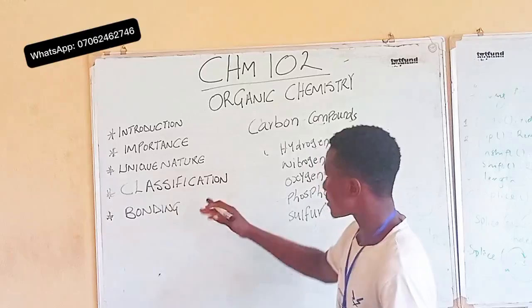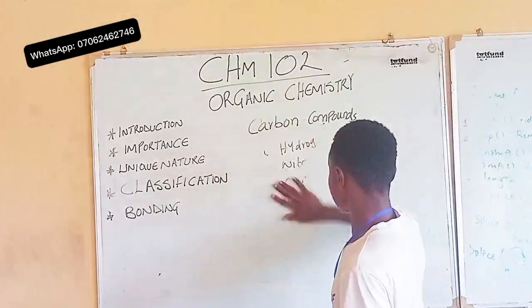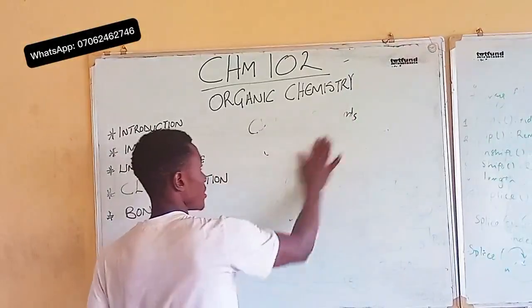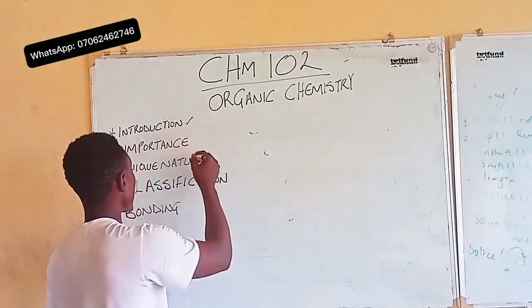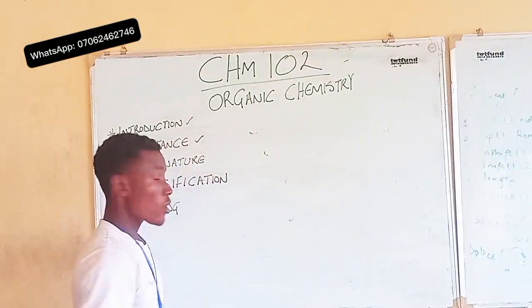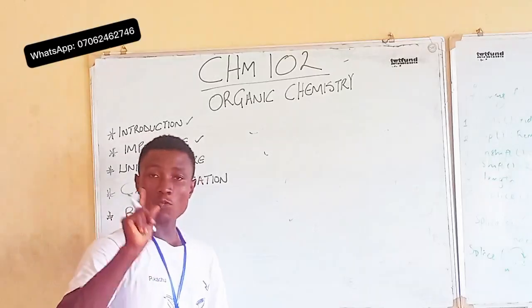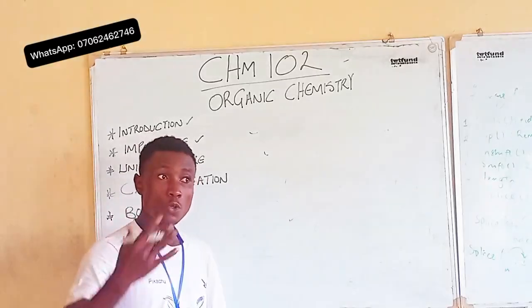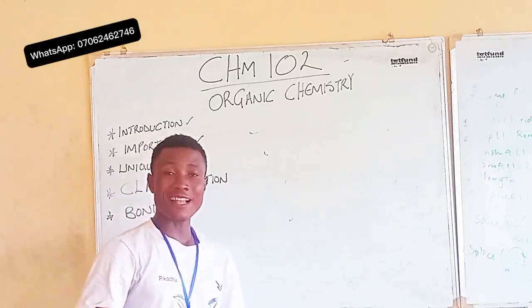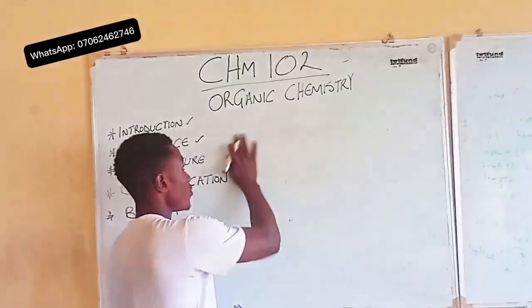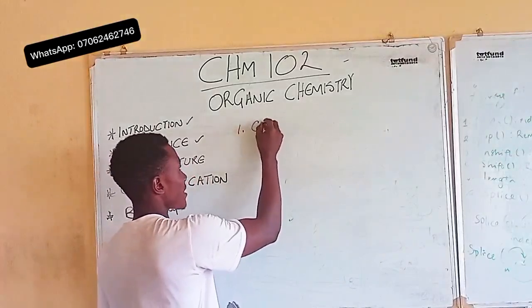So let's talk about the unique nature of organic compounds. Note that we are through with the introduction and we are through with the importance. So, talking about the unique nature of organic compounds, carbon has one unique nature. Although they are three, one of the unique natures of carbon is what is known as catenation.